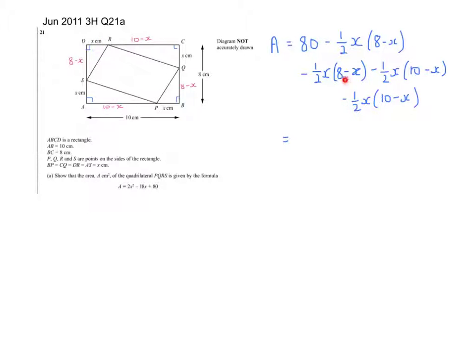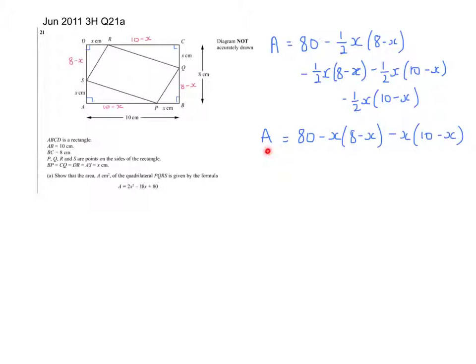I've got exactly the same, I'm subtracting exactly the same for triangle PBQ, because that's also a half times X times 8 minus X, and then the last two for triangles QCR and SAP. They're a half X times 10 minus X. So now I can combine these halves.